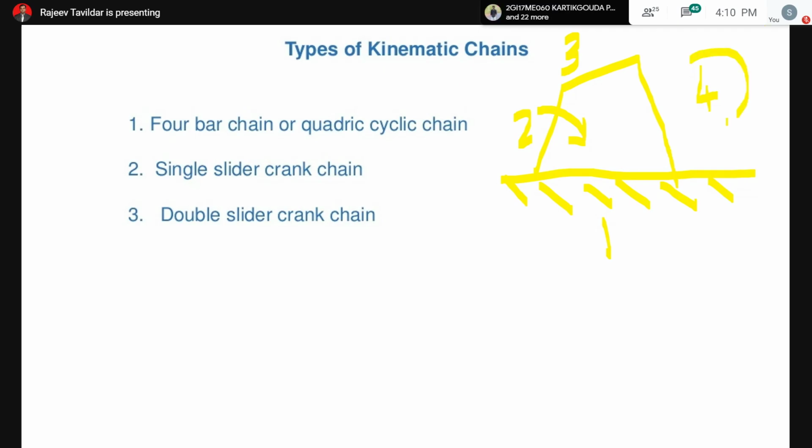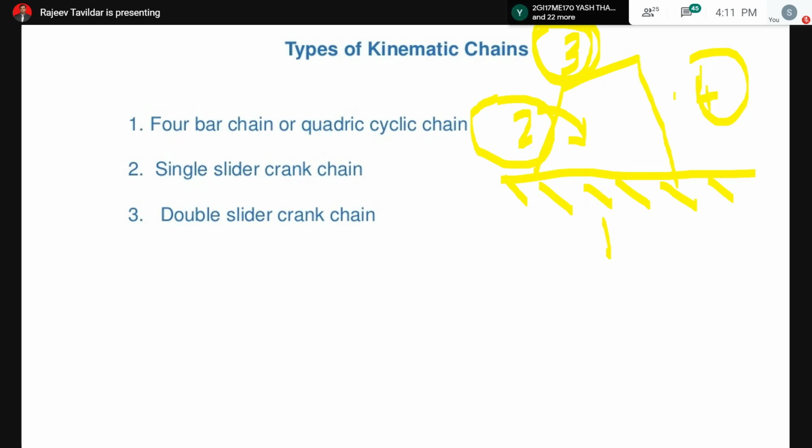Similarly, instead of fixing 4, now in the next stage I'll fix link 3. Only one link you have to fix. So instead of this one, I'm now going to fix link 3 and give rotation to any one of the links. Once again, the nature of the motion will change, and based on the nature of motion, it will be used in a suitable application. Last possibility is I can fix link 2, which is the crank, and I can make the other links move accordingly. So depending upon the shape and size, again it will obtain a new nature of motion.